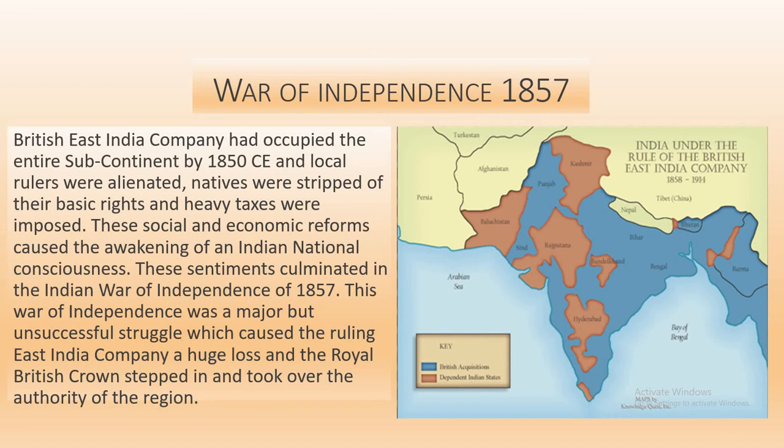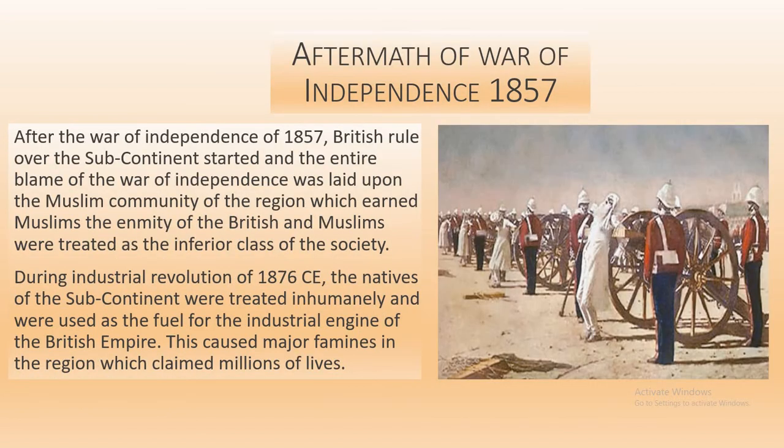This was a major war but an unsuccessful struggle which caused the ruling East India Company a heavy loss, and the Royal British Crown stepped in and took over the authority of the region. In the aftermath of the War of Independence of 1857, British rule over the subcontinent started and the entire blame for the war was laid upon the Muslim community of the region, which earned Muslims the enmity of the British, and Muslims were treated as the inferior class of society.